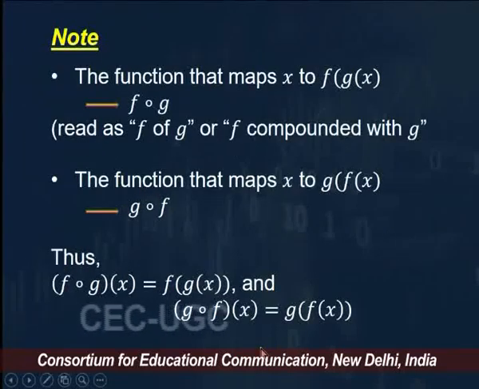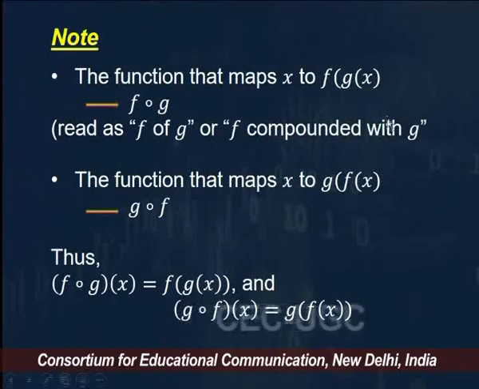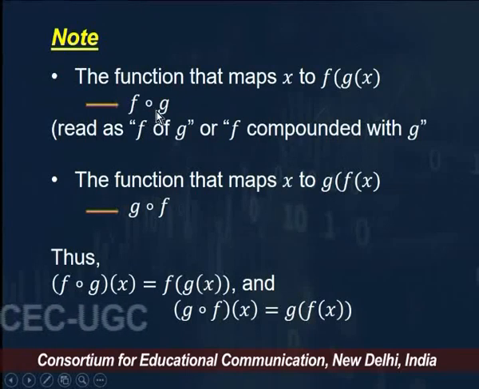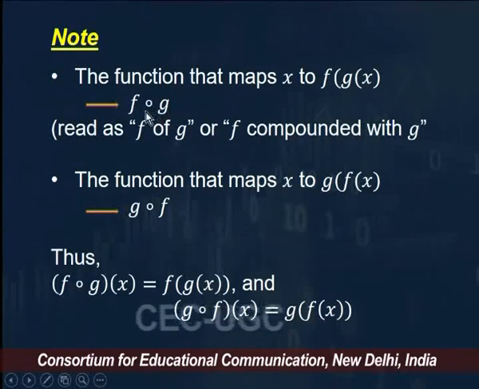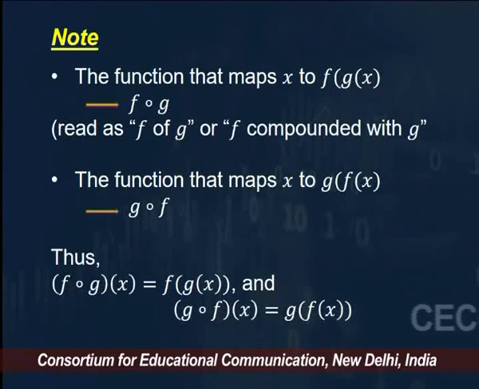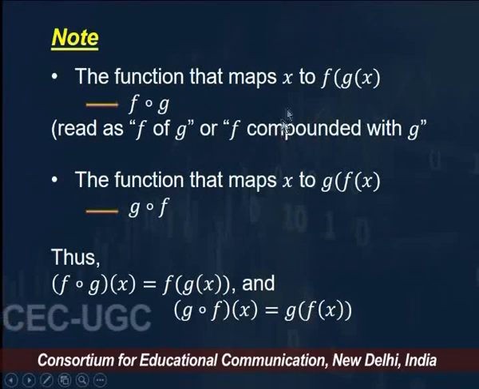Now, just to speak a little bit about the notation, this notation f of g of x can also be written as f with this symbol in between f and g. And this is read as f of g or f compounded with g. This is a function that maps x to f of g of x.